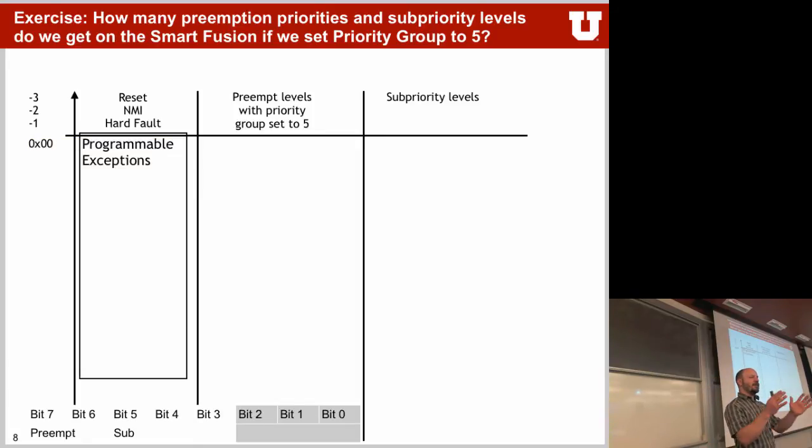We have the bit field that sets where the partition is between preemption priority, or the group priority, and the sub-priority. This is set in a register. In the NVIC, there is a 3-bit or 4-bit number where you say how many bits of this 8-bit register are sub-priority and how many are preemption priority.